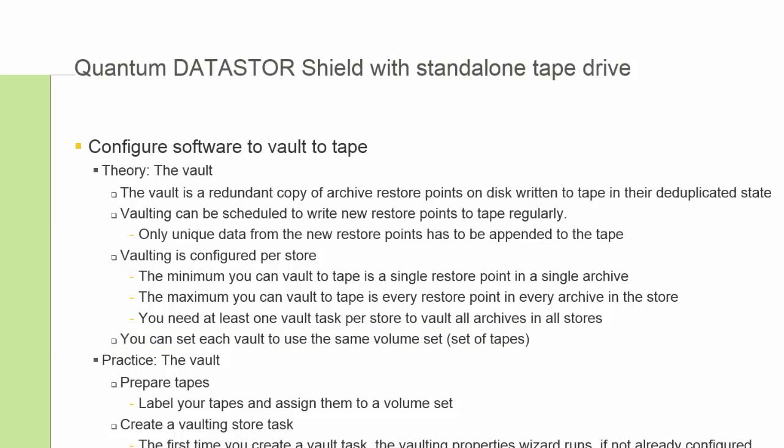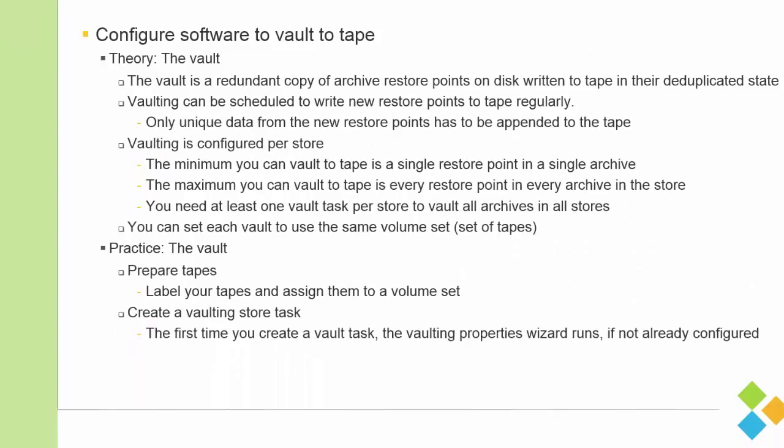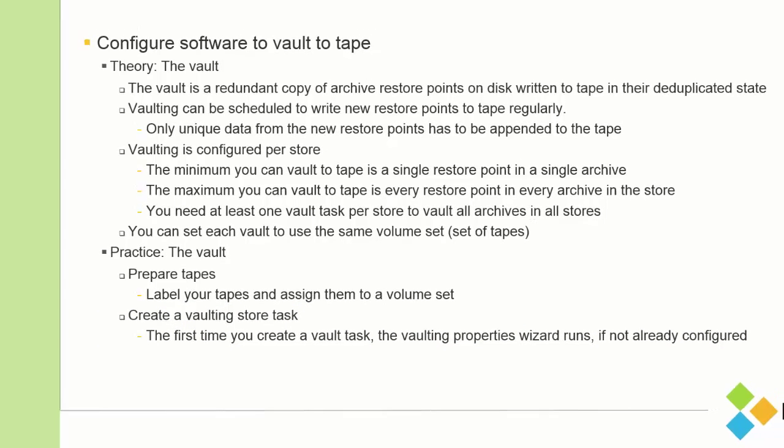So now let's move to the lab and we will configure vaulting. We're going to prepare tapes with a label, and then we're going to assign each tape to a volume set. A vault target is a volume set, not an individual tape. Once we have the tapes prepared, we'll create a vaulting store task. The first time you create a vault task, a vaulting properties wizard will run if it has not already been configured. That's how we'll get the vaulting properties put in place.